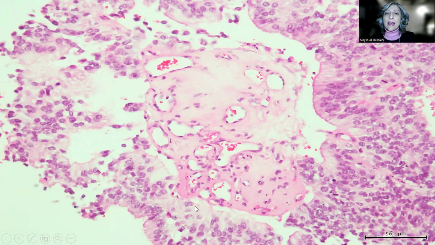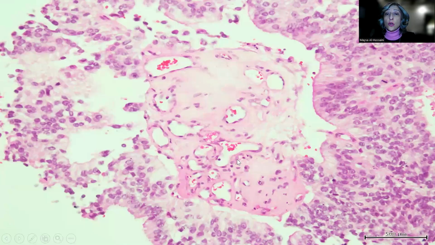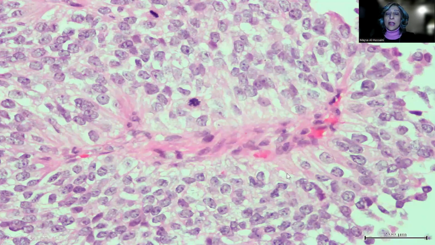This is a very characteristic feature of this rare tumor, along with this separation of the growth of the tumor cells from the angiomatous, hyalinized cores, giving this empty space, again, a very important clue to the differential diagnosis. So this is, again, from the low power magnification. This is the area that I just showed you, and this is on high power magnification.